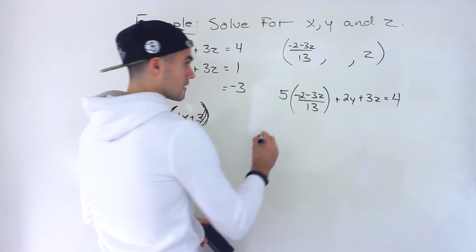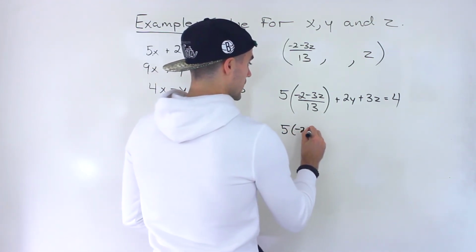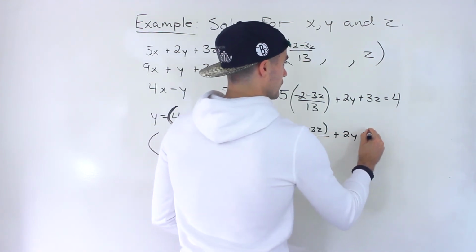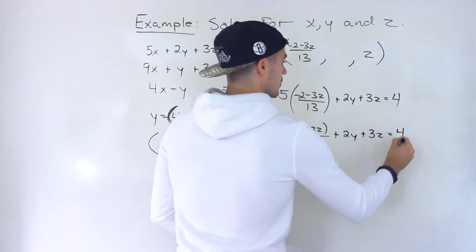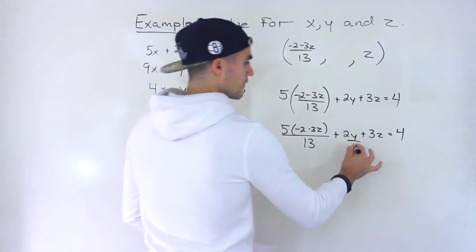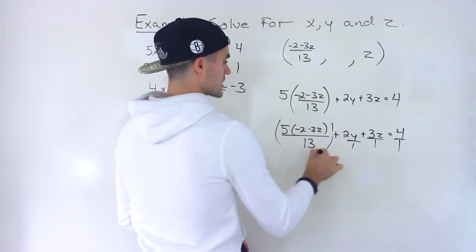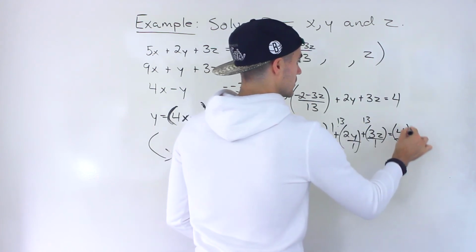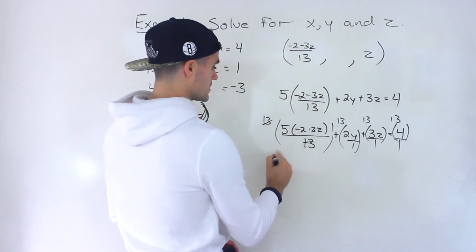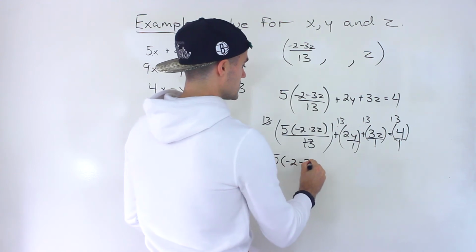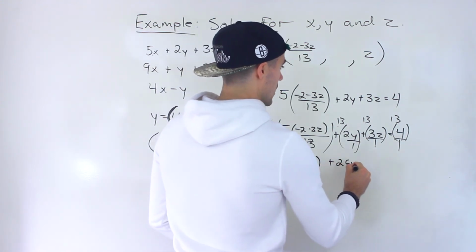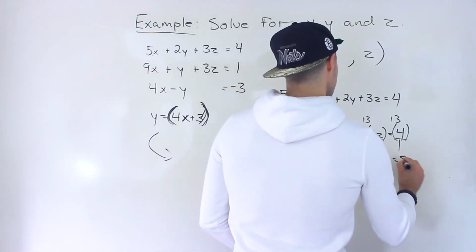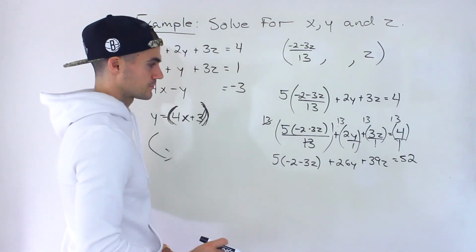So over here, we'd have what? 5 minus 2 minus 3z. This is going to be all over 13. So I think we're going to follow what we did before, where we multiply everything by the lowest common denominator. The lowest common denominator in this case is the 13. Multiply this by 13. So these 13s go away, so we'd have 5 bracket -2 minus 3z plus 26y plus 39z is equal to what? 52? 13 times 4.